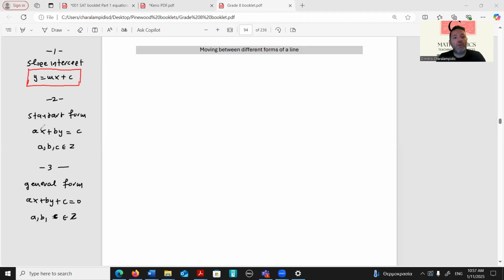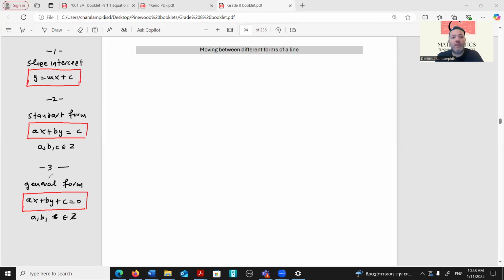Once again, we had the slope-intercept form, in which we can see that we have solved for y. Then we have the standard form, in which we can see that x's and y's are brought on one side while the constant number is on the other side. And finally, the general form, in which we can see that every single term has been brought on the same side. And once again, the coefficients of x and y, meaning the values of a and b, are whole numbers, and c, the constant term, is a whole number as well.